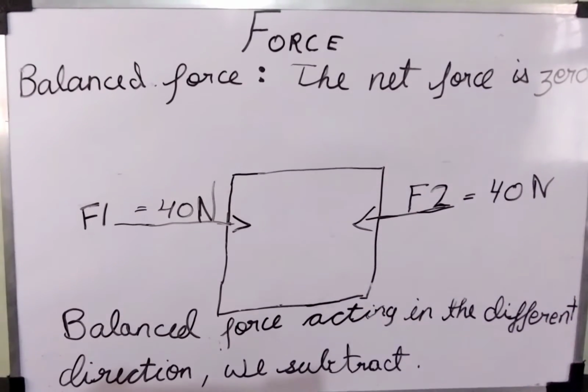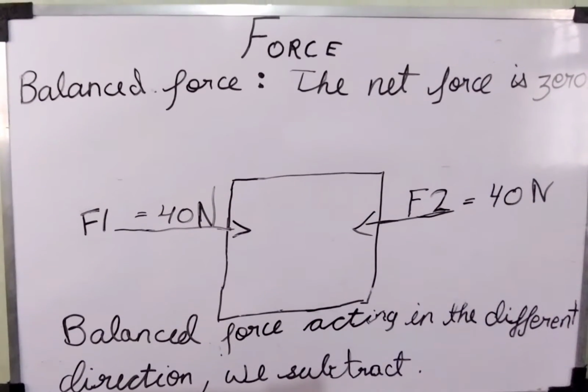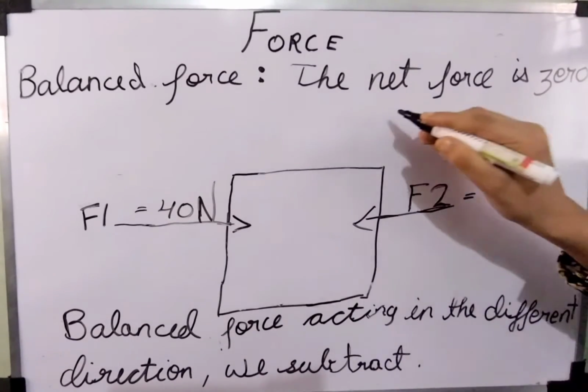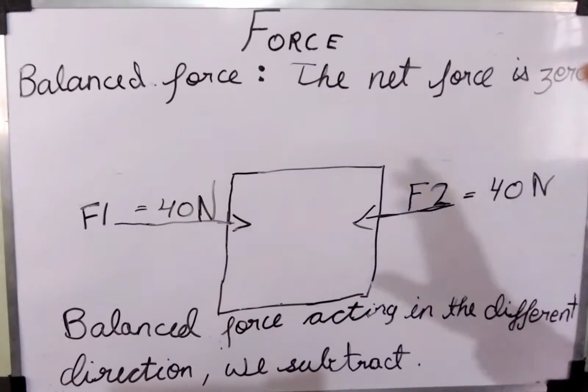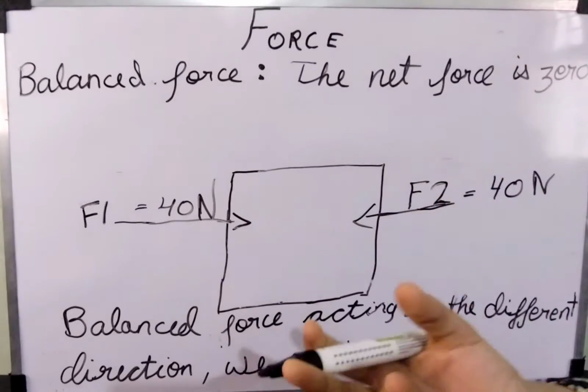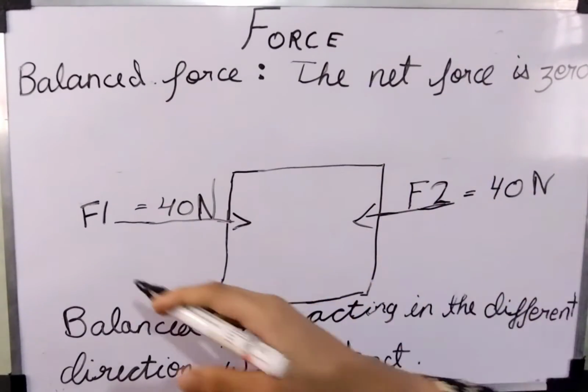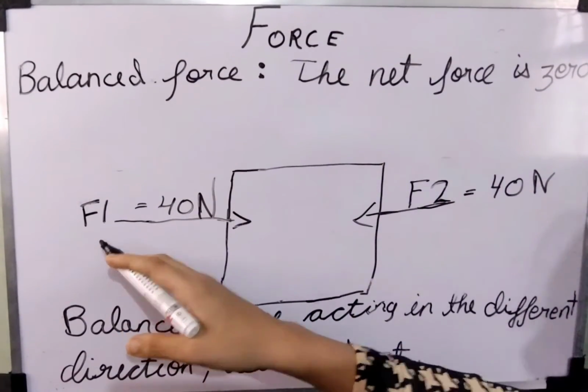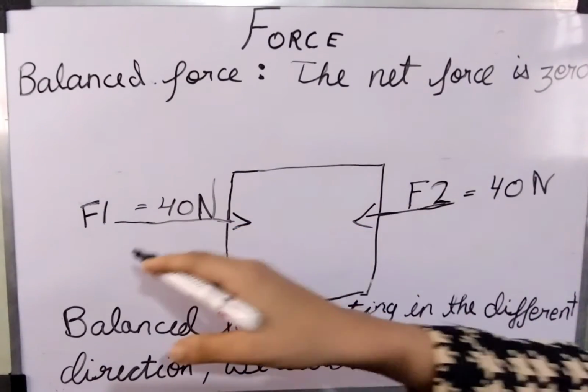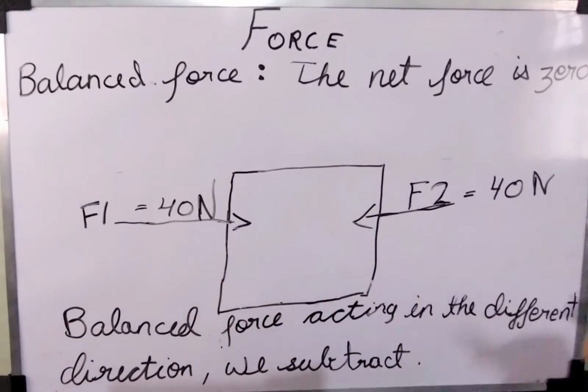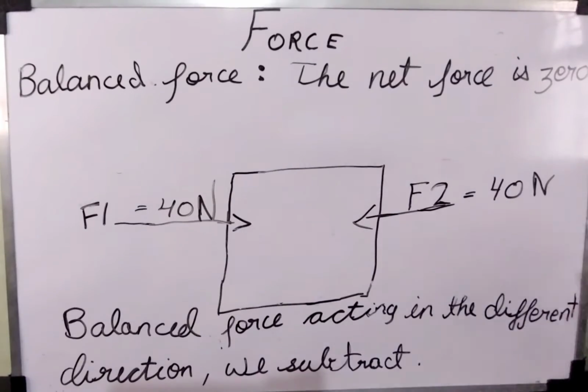Now we are going to learn balanced force. So what is balanced force? When the net force is zero, it is called balanced force. Here we can see F1 as a boy and F2 as a girl. F1 is applying a force of 40 Newton, F2 is applying a force of 40 Newton.